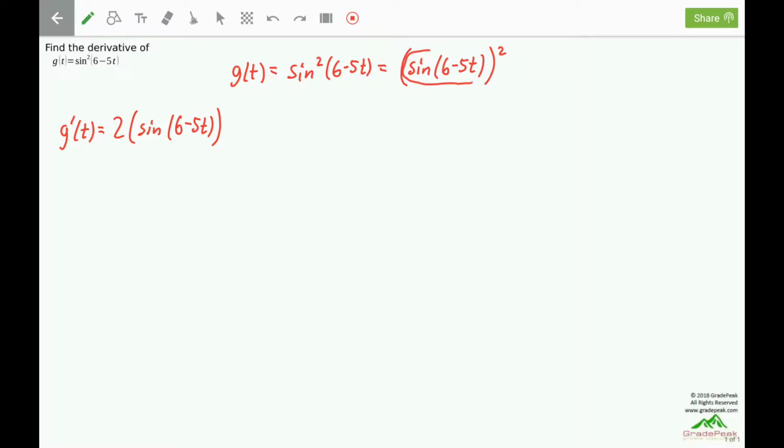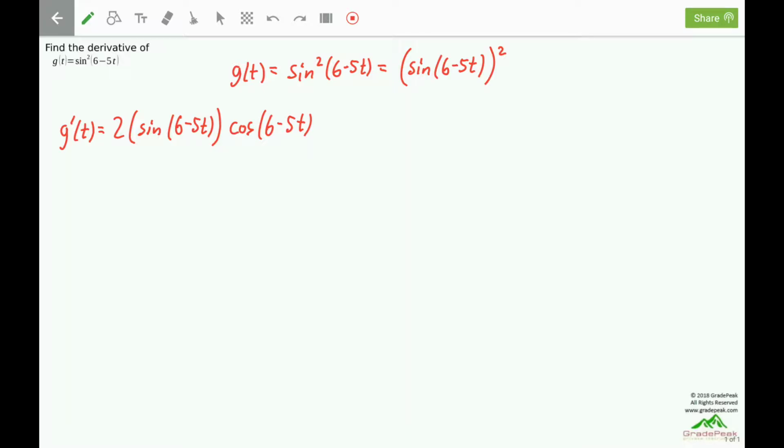Well, here's the inside of the power. And inside of there we have a sine of a quantity, so the derivative will start with the sine. The derivative of sine is cosine. And we'll have cosine of, leave the inside alone, 6 minus 5t. Well, the inside of that trig function is not just a t, but rather an entire expression. So now we take the derivative of the inside of that.